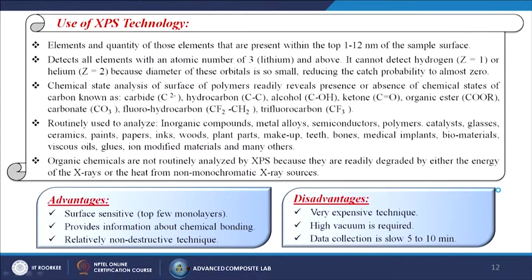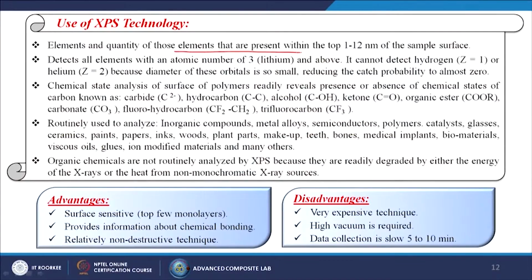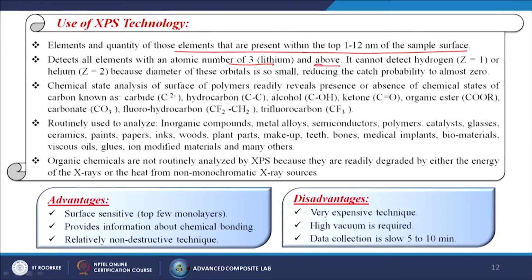What are the uses of XPS technology? It identifies the elements and quantity of those elements present within the top 1 to 12 nanometers of the sample surface. It detects all elements with an atomic number of 3, lithium, and above. Hydrogen and helium cannot be detected. It cannot detect hydrogen, Z equal to 1, or helium, Z equal to 2, because the diameter of these orbitals is so small, reducing the capture probability to almost 0.